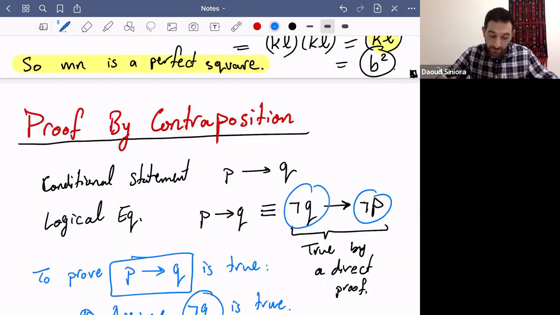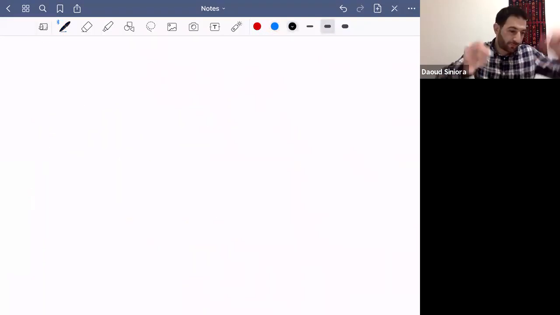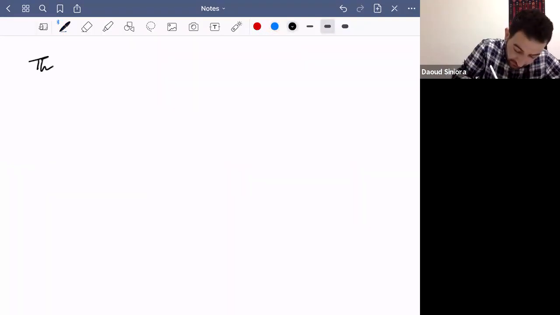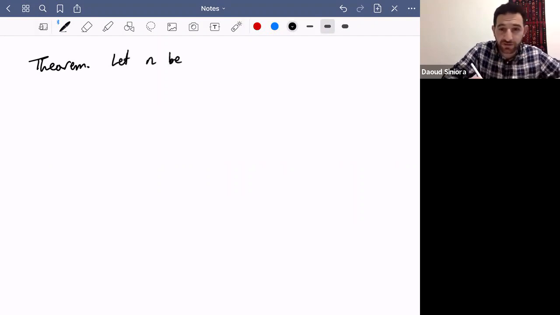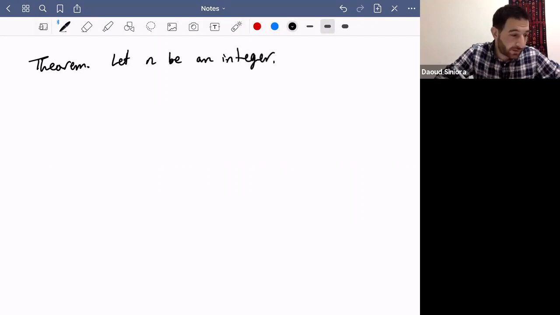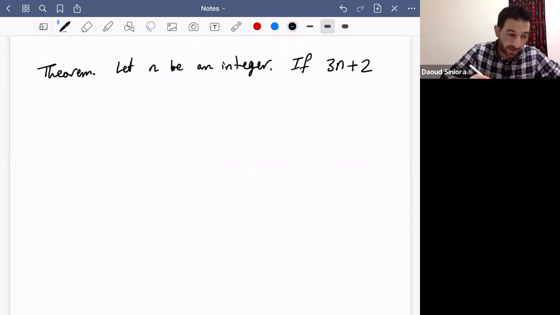Let's take a quick example. Prove the following theorem. Let n be an integer. This is a universal quantifier: choose any integer n. And prove that if 3n plus 2 is odd, so if you multiply n by 3 and add 2 and you get an odd integer, then n itself is odd.